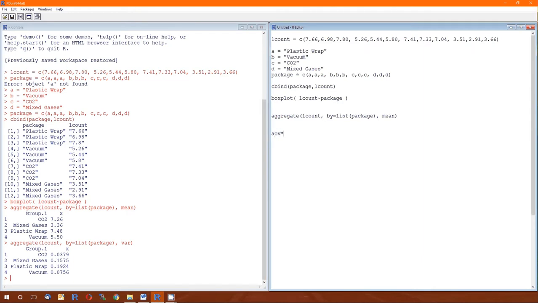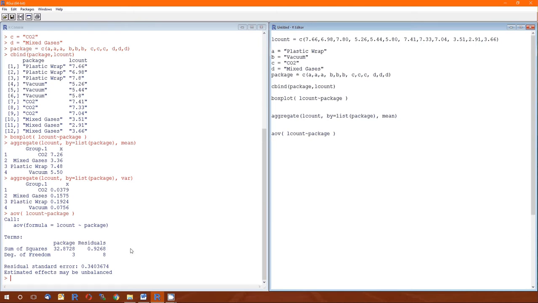The function is aov, and it takes a formula. Boom. It gives us the sum of squares and the degrees of freedom. Package is the independent variable. In the book, we call that between instead of package. It also gives us the residuals. In the book, they call that within, or they'll call it error. I'll also call it error. R calls it residuals. This doesn't give us the p-value, and it doesn't give us the F-value, although we could calculate the F-value with no problem. It doesn't give us a lot of other things.